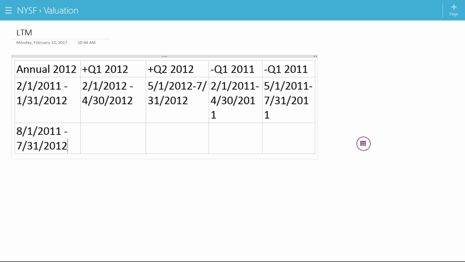Easiest rule of thumb is, whatever quarters you add, just subtract the same quarters from the year before. Drew, LTM is, again, the latest quarter that they have reported, right? Mm-hmm. The company that we found, and not the current month.